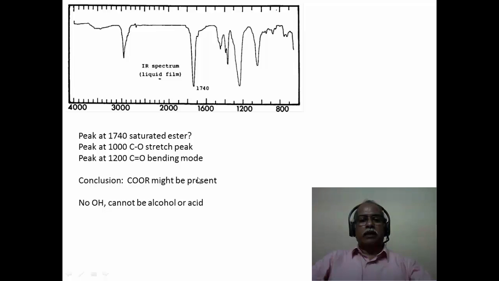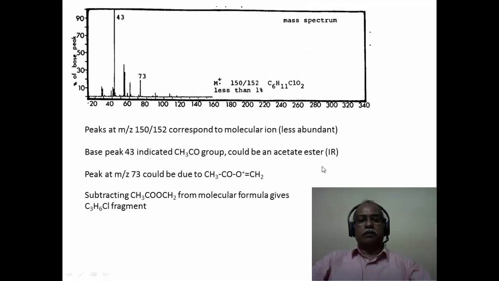The conclusion is that an ester group may be present, mainly because you have a 1740 signal and there is no OH signal, which is very important. No OH, so it cannot be an alcohol or an acid for sure. So it could probably be an ester kind of functional group in this particular system.